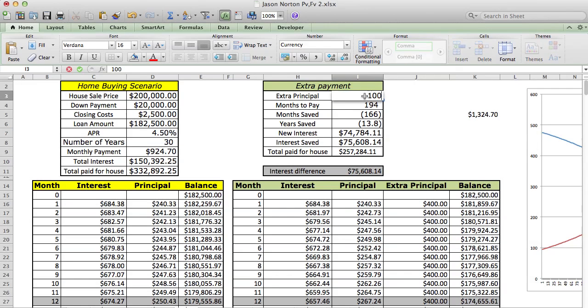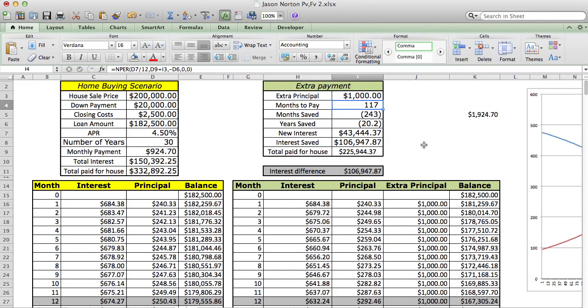Let's say you could afford an extra $1,000 a month. You see that you saved yourself 20 years. You're able to pay the house off in just over 10 years. So that's a beautiful thing. If you're someone like me that doesn't really like paying a lot of interest and taking out a lot of debt, and you're skeptical about buying a home, there's ways to pay it off sooner and to pay off with less interest.